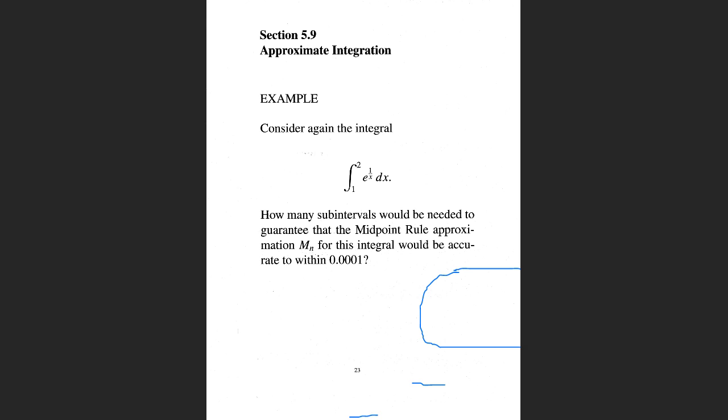But now we want a tighter bound on the error. So naturally, would we have to increase the number of subintervals or lower the number of subintervals if we want a tighter bound on the error of our approximation? Increase. That's right. So let me give you a moment to copy this example down, and then we'll proceed forward. If you have any questions, let me know.